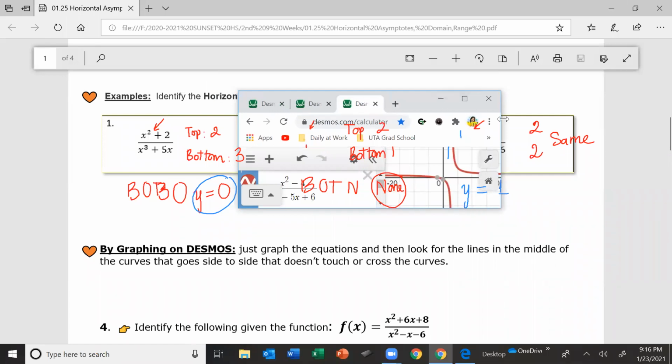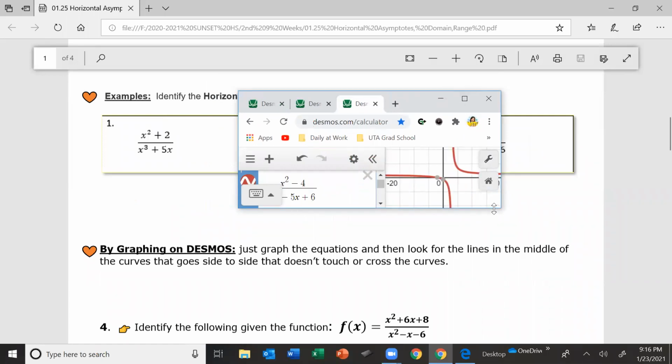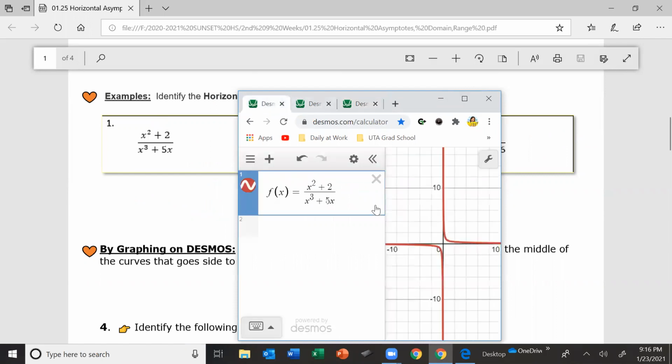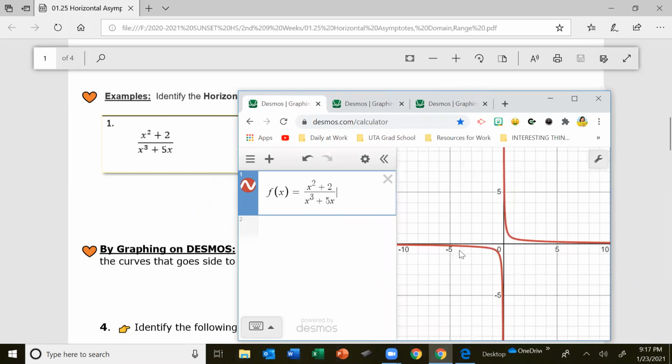Right here we have number 1. Number 1 is x squared plus 2 over x to the power of 3 plus 5x. So this is how the graph looks. As you can see right here, if we plug in y equals 0, this line will be right in the middle of your graph. You see the two curves right here get close to the line but never touch it. So we can confirm that one, okay?